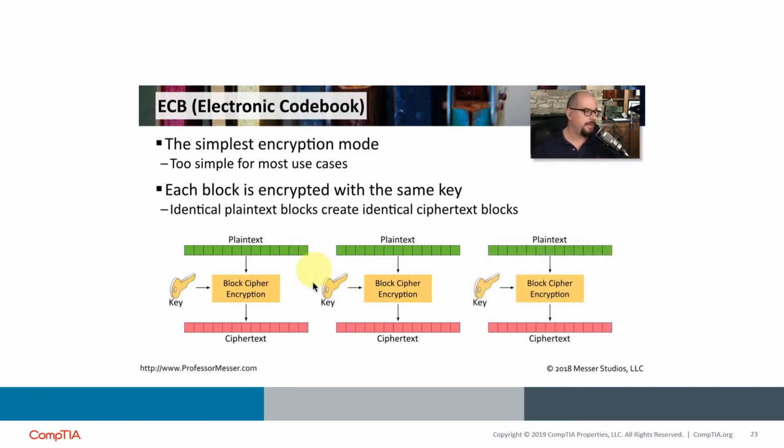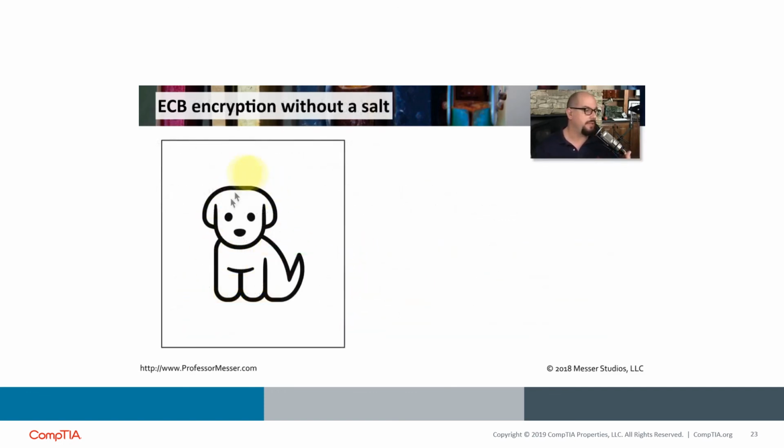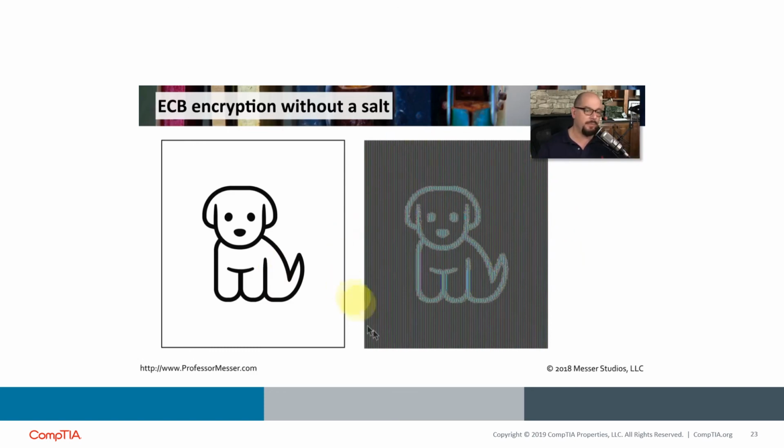One of the challenges with ECB is that if we do have blocks of plain text that are identical, our key is obviously identical between all of these, and the block cipher encryption process is the same, which means that the ciphertext at the end of these three identical plain text blocks will also be identical to each other. If we were to look at this visually, we would see, for example, a picture that I might want to encrypt. And if I encrypt this using ECB, Electronic Codebook, without any other type of randomization for each block, you'll see that it becomes very easy to discern exactly what it was that I originally was trying to encrypt.